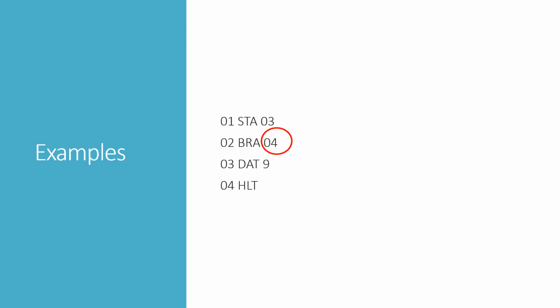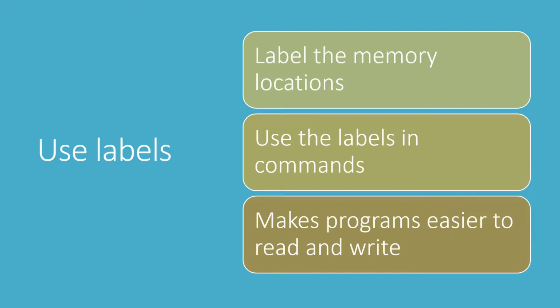In the second line, the operand is 04. The command is branch to the command in line 04. The operand refers to line 4, which has the command halt, and so it stops the program. In that command, we use numbers to refer to other data locations which could store data or store commands.